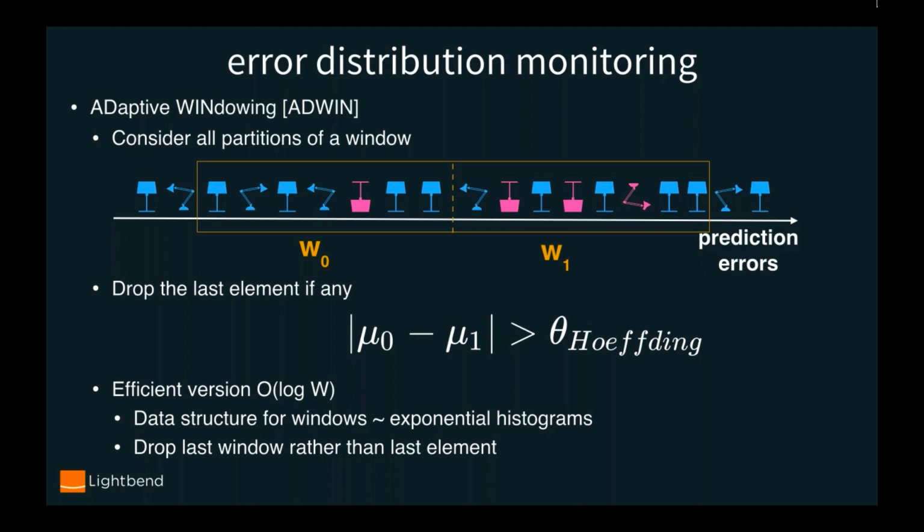Now, this is clearly inefficient, but this is the academic version of the algorithm. There's an efficient version also published within the same paper, and it uses a data structure for windows that is based on exponential histograms. Now histograms are based on sliding windows. So instead of dropping the last element, it drops the last window, last subpartition. So it gains some efficiency by the way it computes the histograms and the way it drops the data.